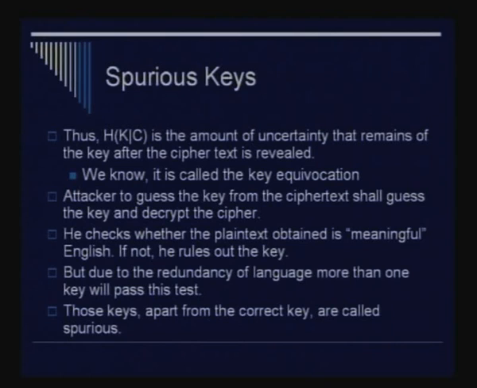So the attacker, to guess the key from the cipher text, will guess a key and decrypt the corresponding cipher text. He checks whether the plain text obtained is meaningful English or not. If not, then he rules out the key. But due to redundancy of language, more than one key will actually pass this test. And those keys apart from the correct key are known as the spurious keys. So the attacker will try to reduce the number of spurious keys and conclude at one single unique key. The number of cipher text characters that he will require for this is called the unicity distance, right.